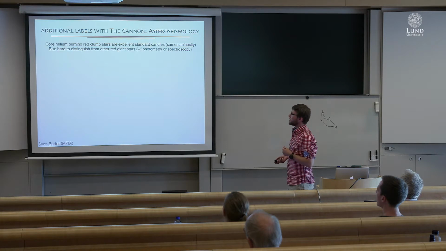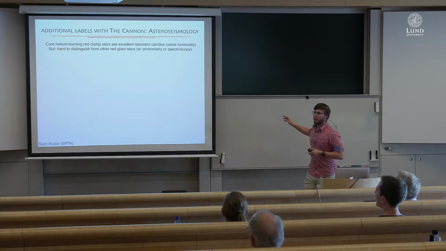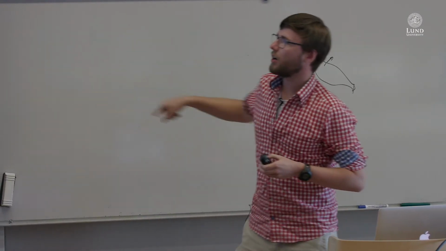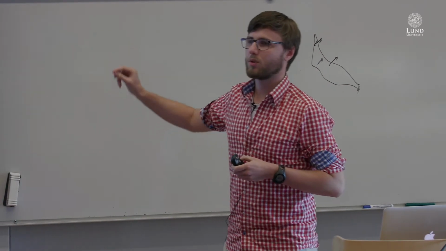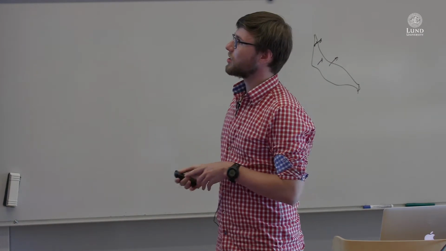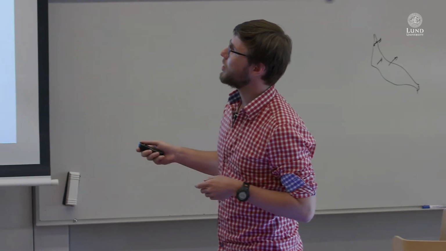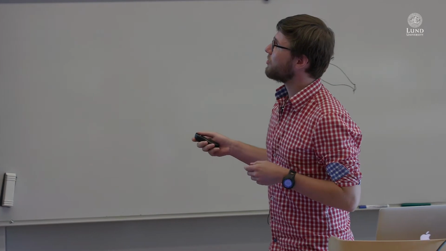And another thing is that, as I said before, there's a certain area in the color magnitude diagram, or in the luminosity color diagram that I showed, which are red clump stars. So these are stars with a helium burning core. And the great thing is, as I said, we can use them as standard candles.